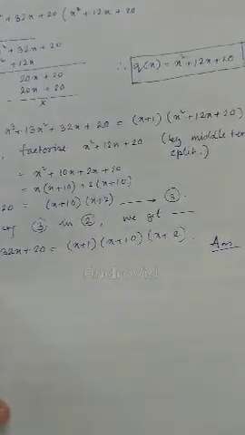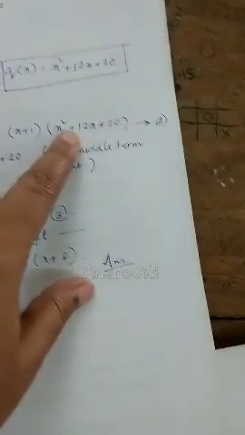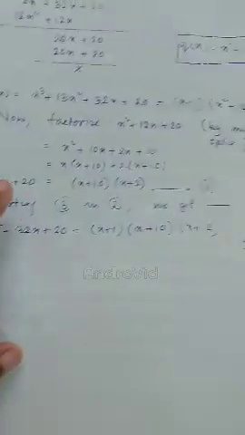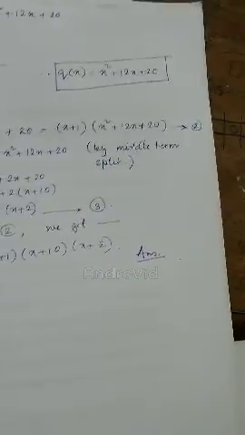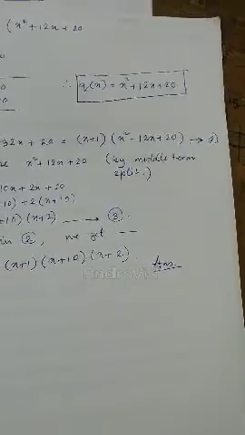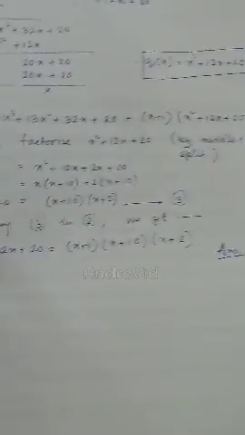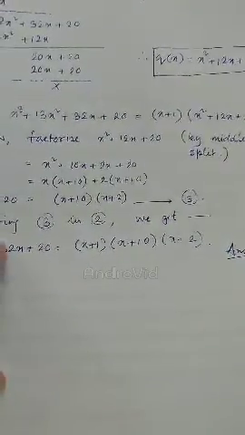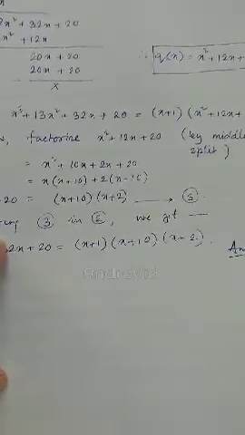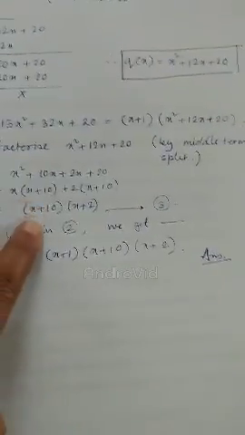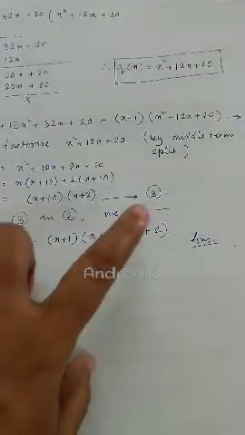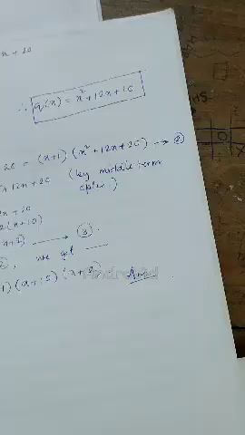Now to factorize again, we can further factorize x square plus 12x plus 20 by using middle term split. That you had done in the previous sum of question number 3. I have used the middle term split, 12x I have split up into 10x and 2x. And then finally I get the two factors. One is x plus 10, the other one is x plus 2. I marked this equation 3, and that previous equation I marked equation 2.